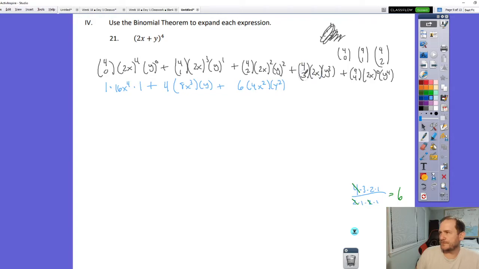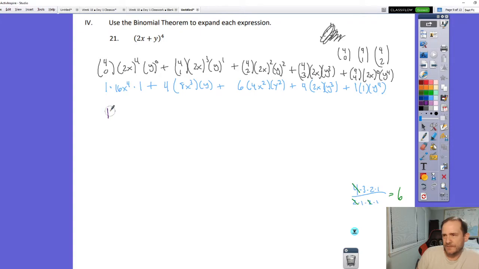Now 4 choose 3 is the same as 4 choose 1. So it's 4. And this is a 2x, and this is a y cubed. And 4 choose 4 is the same as 4 choose 0. That's 1. 2x to the 0 is 1. And y to the 4th is y to the 4th. So there's everything expanded out and simplified, but now we got to clean it up.